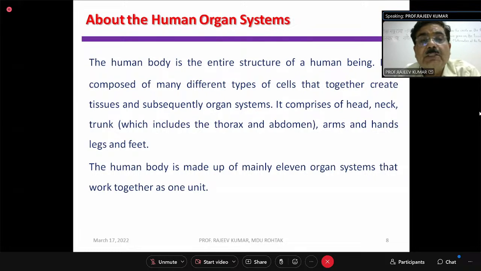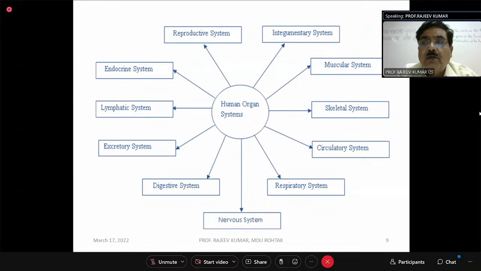The human body system is the entire structure of a human being. Any human body is composed of many different types of cells that together create tissues, and tissues subsequently give us the organs. The body comprises head, neck, trunk, arms and hands, legs and feet. But we categorize the whole human body into 11 organ systems, and they work together to make a complete body.